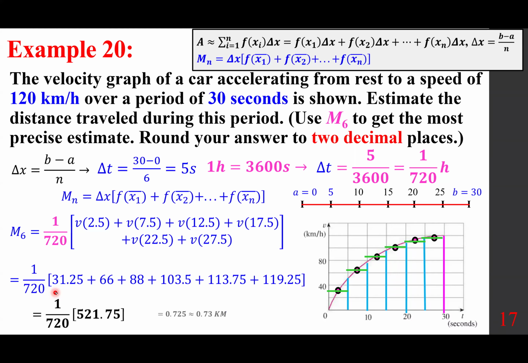and so you add them up times 1 over 720, and it's 0.725. We want 2 decimals. The 2 next to it is 5, so it's 0.73 kilometers, because this was kilometers per hour times hour, which is kilometers. That's the coverage, the distance traveled.